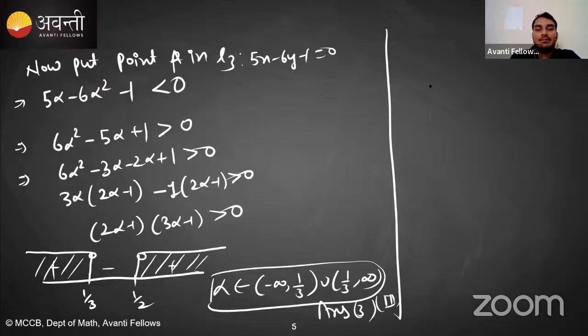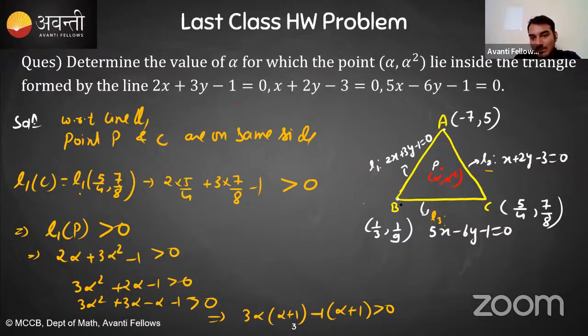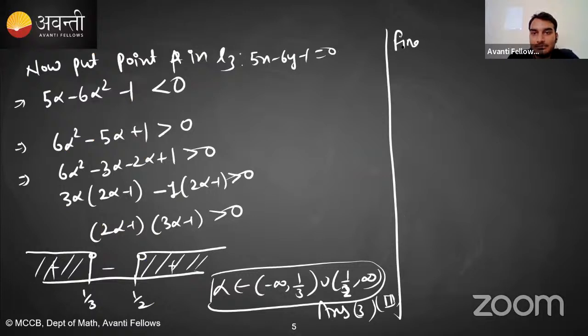So look, now what should happen? The final answer would be the intersection of the first, second and third. Yes or no? 1 by 2 to infinity, correct. So now, the point P should be on the same side of L3, and should be on the same side of L1, and also on the same side of L2. So it means whatever answers we got from 1, 2, 3, we have to take the intersection. Yes or no? So what will the final answer be? The final answer is 1 intersection 2 intersection 3. Clear? So just take the intersection.